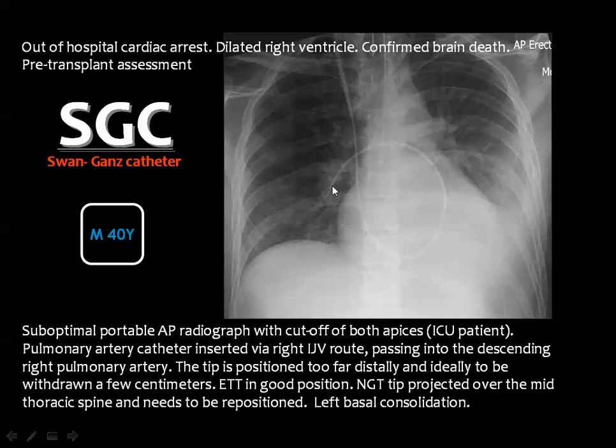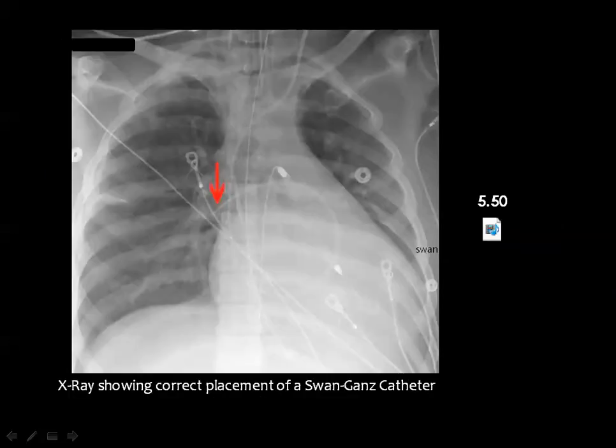And this is the tip of the catheter, which, as I have mentioned, should not be far away from the hilum. It should be within 2 centimeters from the hilum itself. And you see here, this is the Swan-Ganz catheter introduced through the internal jugular vein on the left side, through the innominate vein to the superior vena cava, to the right atrium, right ventricle, and to the right pulmonary artery.